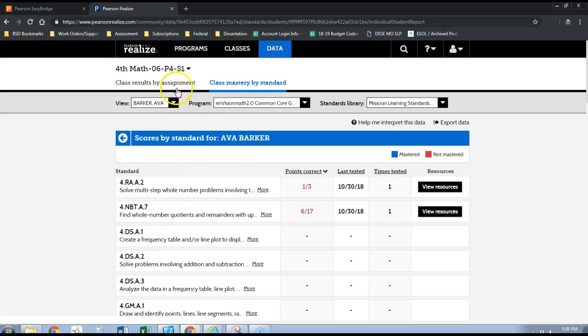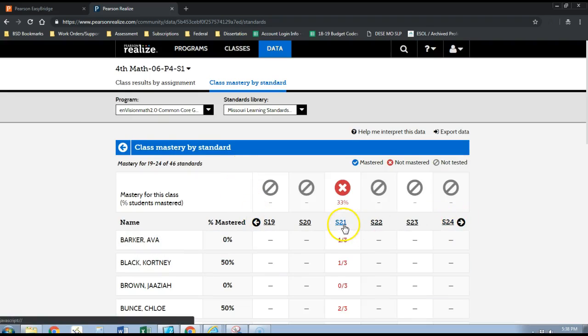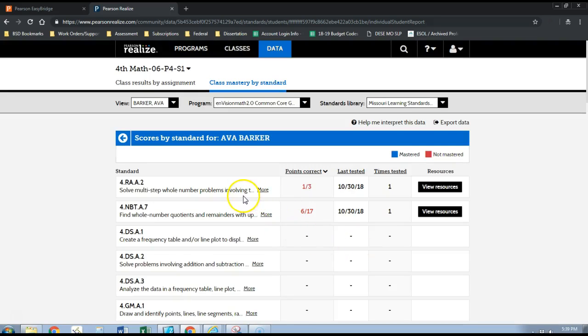So I've gone into April Molnick's class, and I am in Class Mastery by Standard. I was looking at Standard 21 here and clicked on a student. It says that this was tested on 10/30 and that it's only been tested one time. Okay.